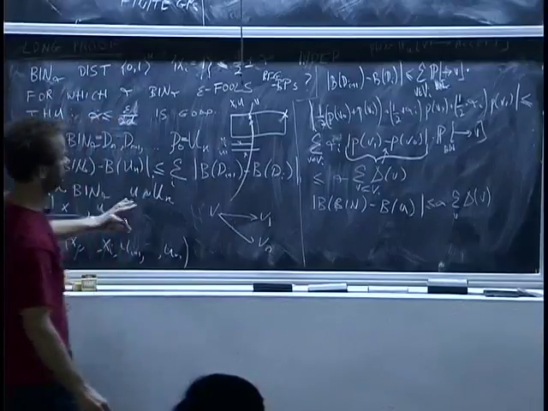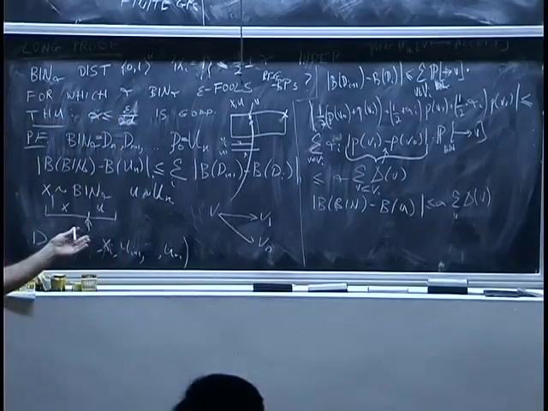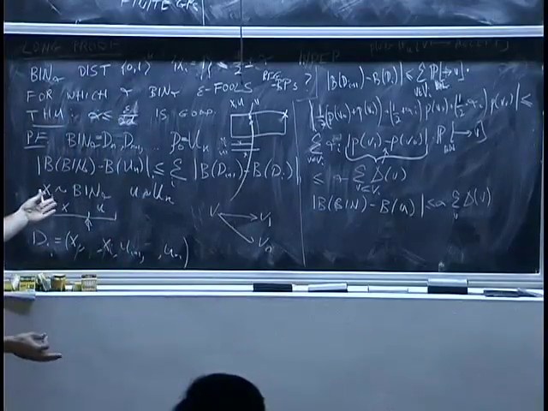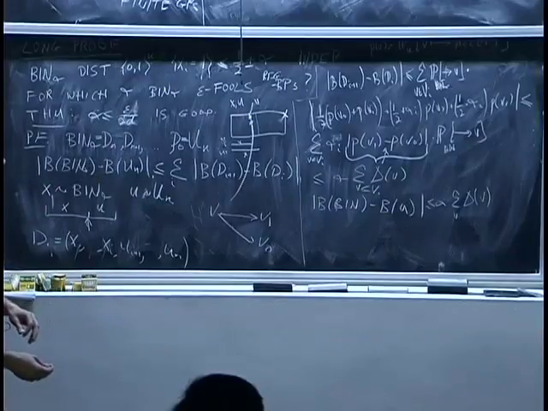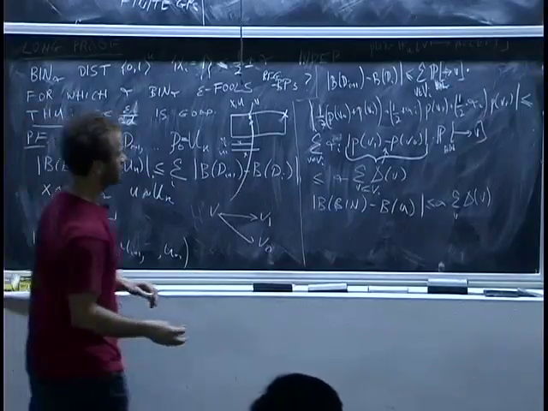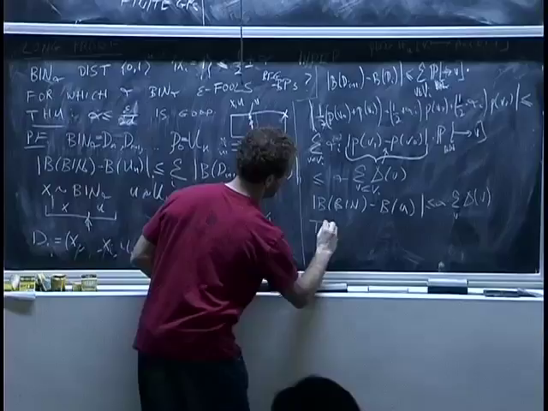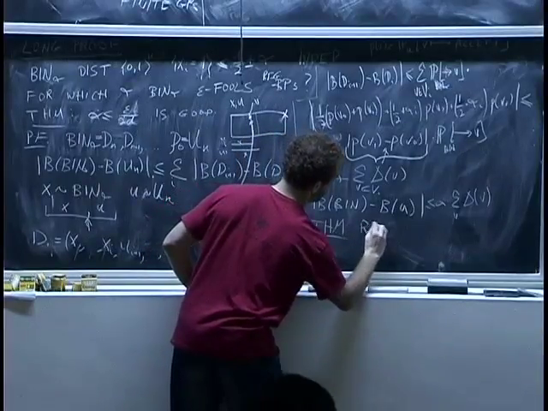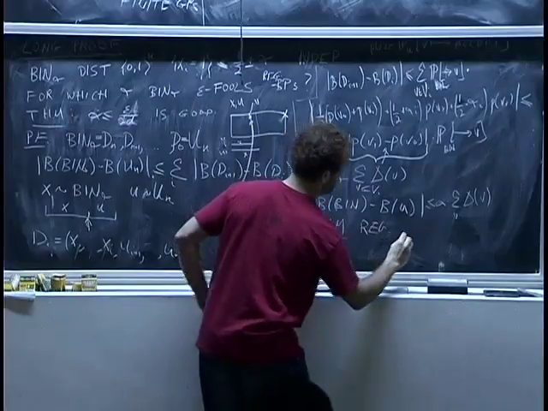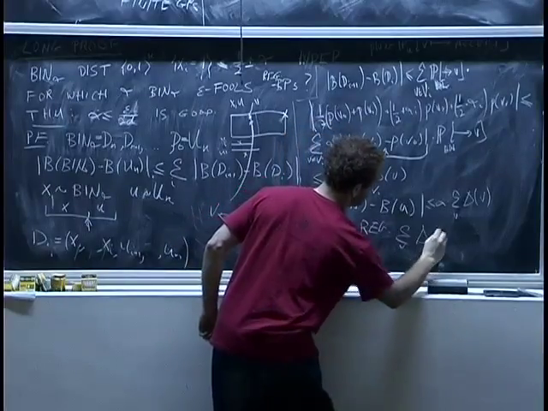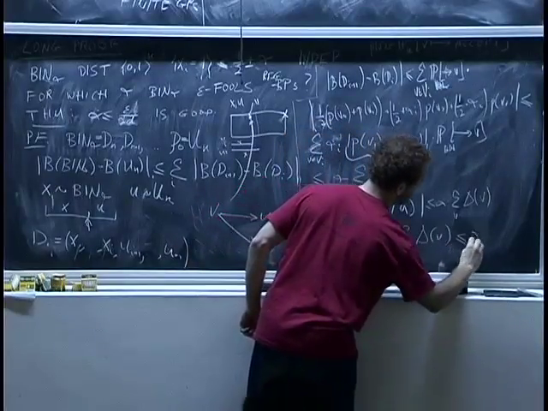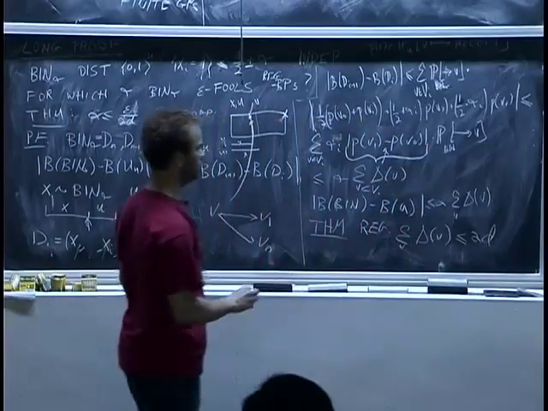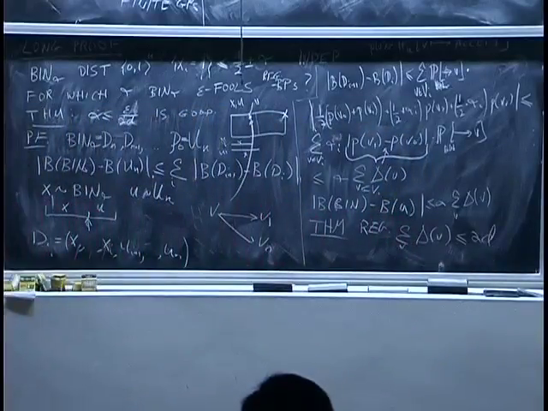This was a general statement. We didn't use any property of the branching program. But the theorem is that for regular branching programs, this is at most 2D. So this will be what I'll explain next.